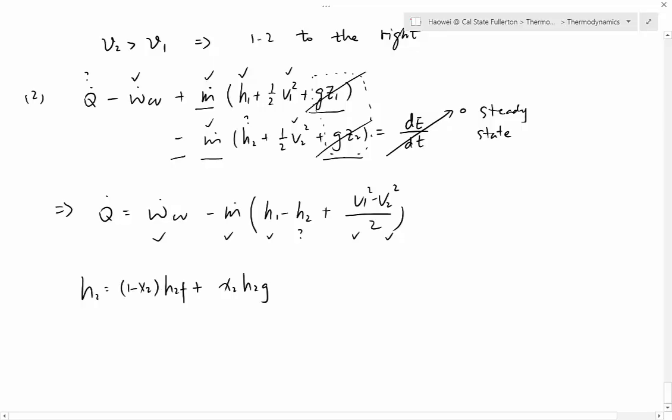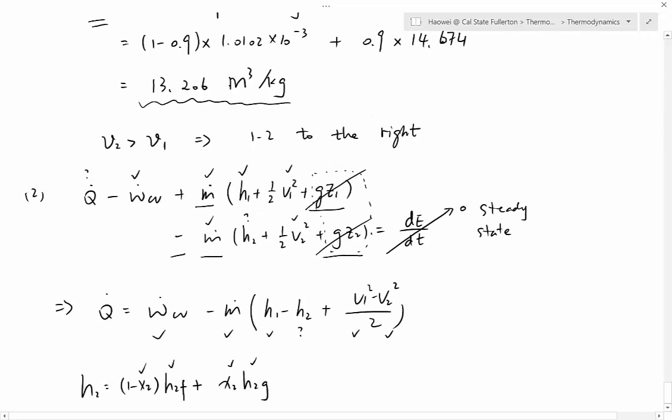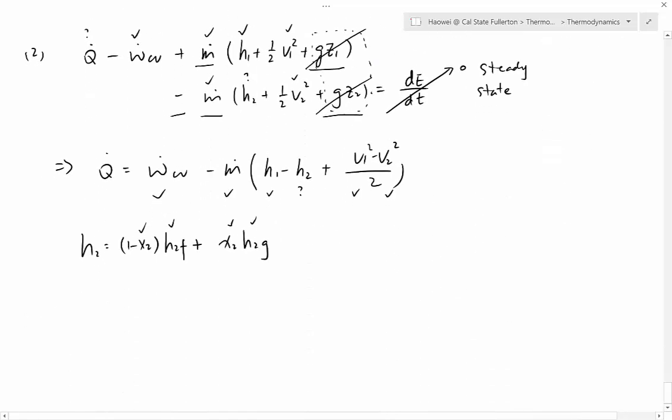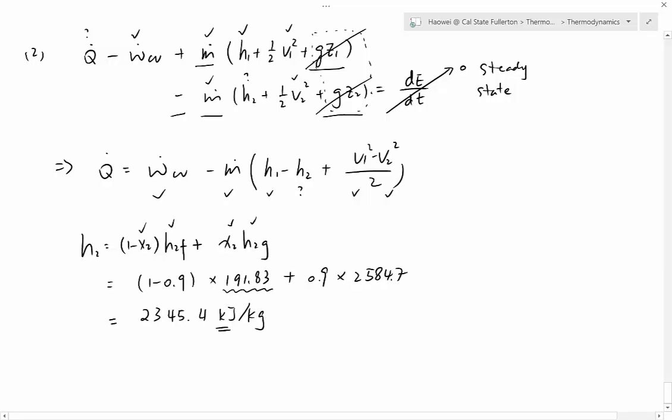Okay, so now let's take a look. Do we have x2? 0.9 given. Do we have H2F, H2G? Yes, I found those two earlier from the table. They are right here. Okay, so now I just do plug and chug and I can find H2 easily. Okay, solution for H2 is 2345.4 kilojoule per kilogram. The unit is kilojoule. Why? Because the unit for those H2F and H2G is kilojoule per kilogram. So we keep the unit.